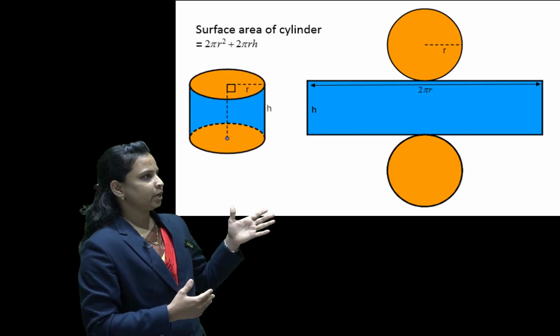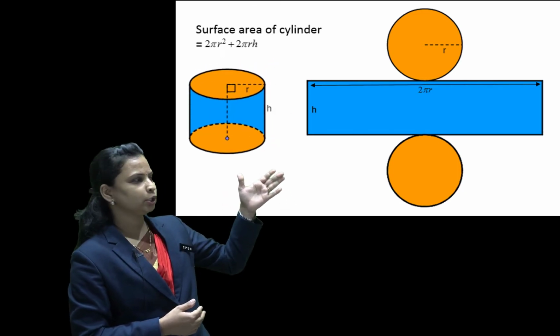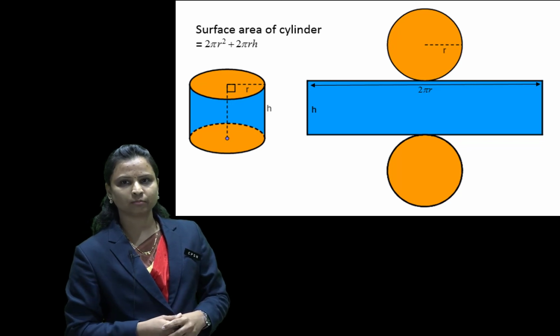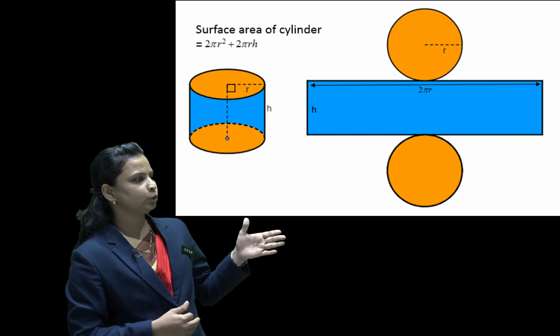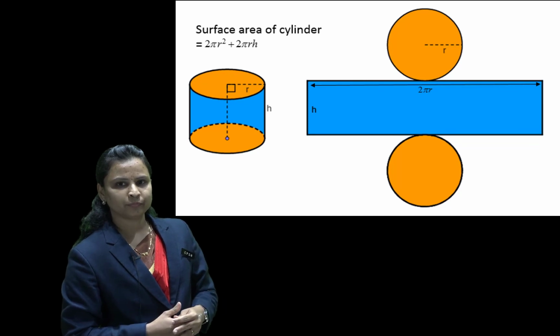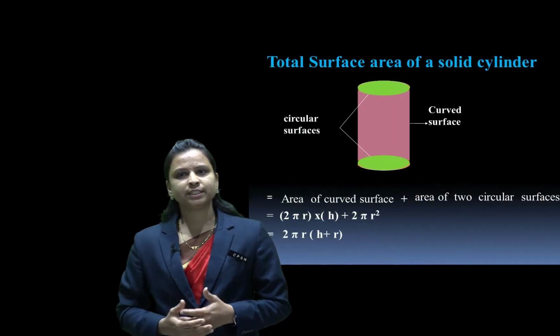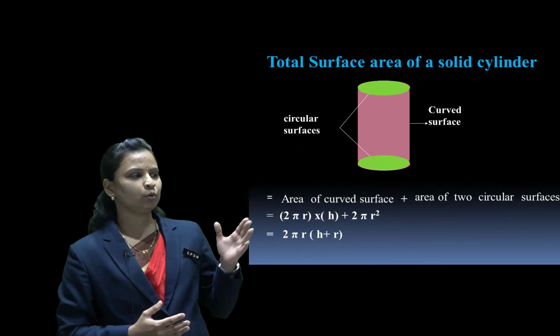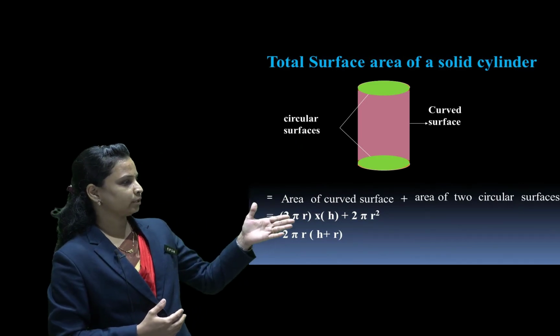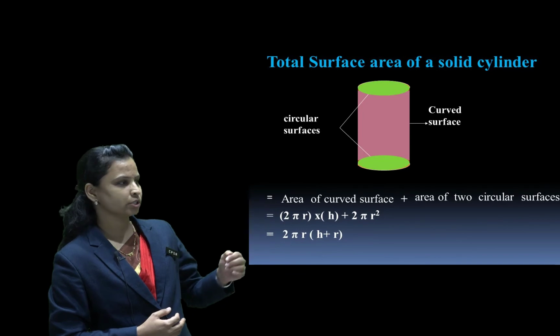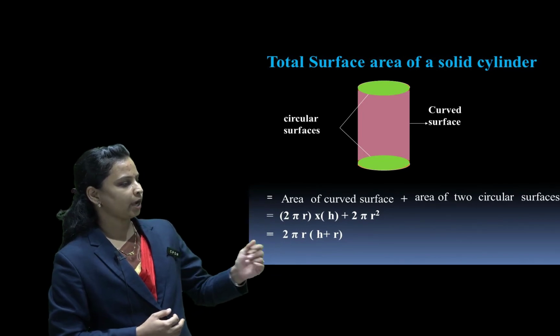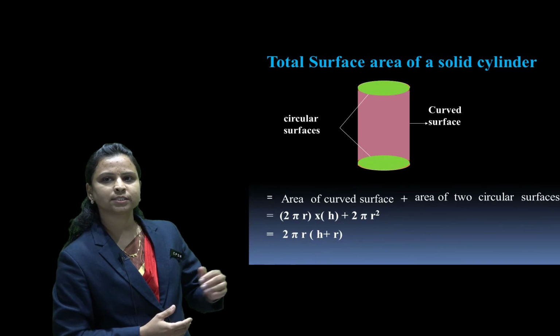The flat surface area of a cylinder is nothing but 2 times the area of a circle, which is equal to 2 pi r square. The flat surface area and curved surface area together form the total surface area of a cylinder. So the total surface area of a cylinder is equal to 2 pi r square plus 2 pi r h, which is equal to 2 pi r into bracket r plus h.